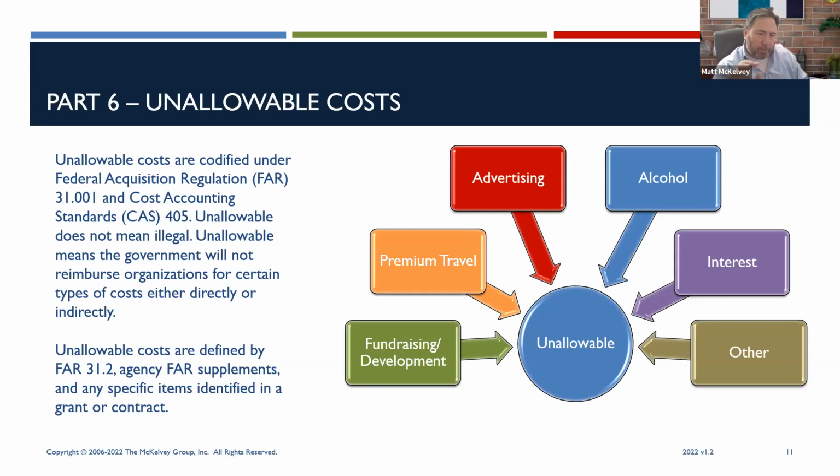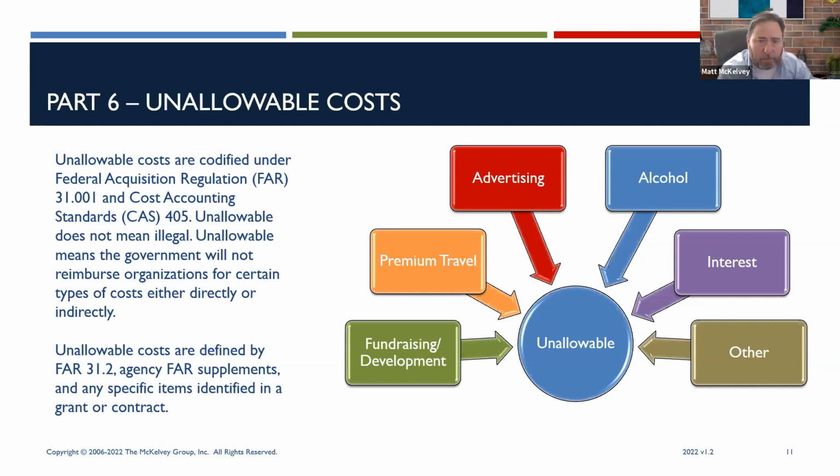Agency FAR supplements: every agency of the federal government uses the FAR as its floor for regulations, but each agency has its own supplement that could further define or regulate bidders that work within that agency. So the supplements might have more definition around what's unallowable. And finally, in any specific contract or grant, they could list items that are expressly unallowable. The third is the least common way of doing it. The most common is the first, which is the FAR. The second is including supplements. The third is specific terms in an agreement.